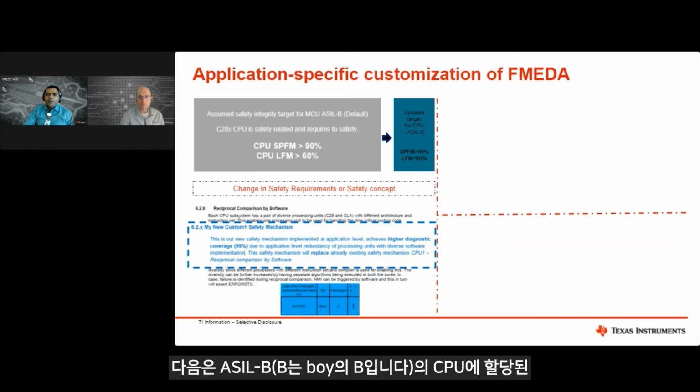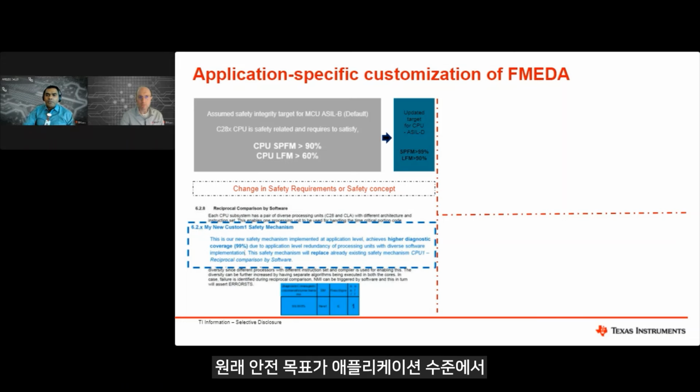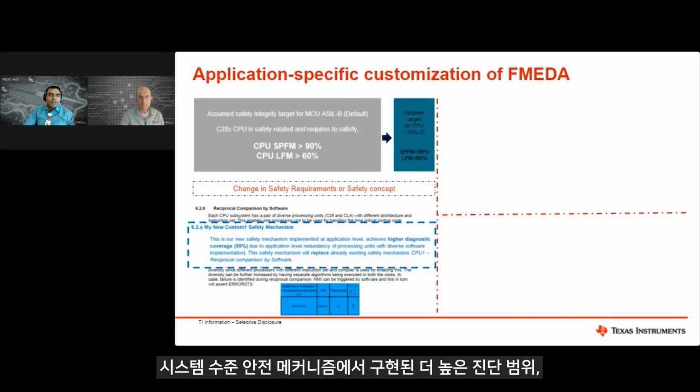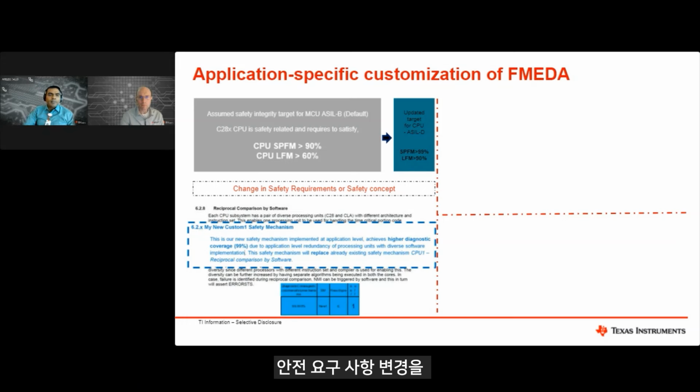Here is an example where the original safety target allocated to the CPU, ASIL B, is changed to ASIL D at the application level. The existing safety mechanism with the original diagnostic coverage associated with the failure modes of the CPU may not be adequate. Hence, the customer can add an additional custom safety mechanism with appropriate justification, can justify the higher diagnostic coverage of 99% implemented at the system level safety mechanism, and can implement the change in the safety requirement for the application.